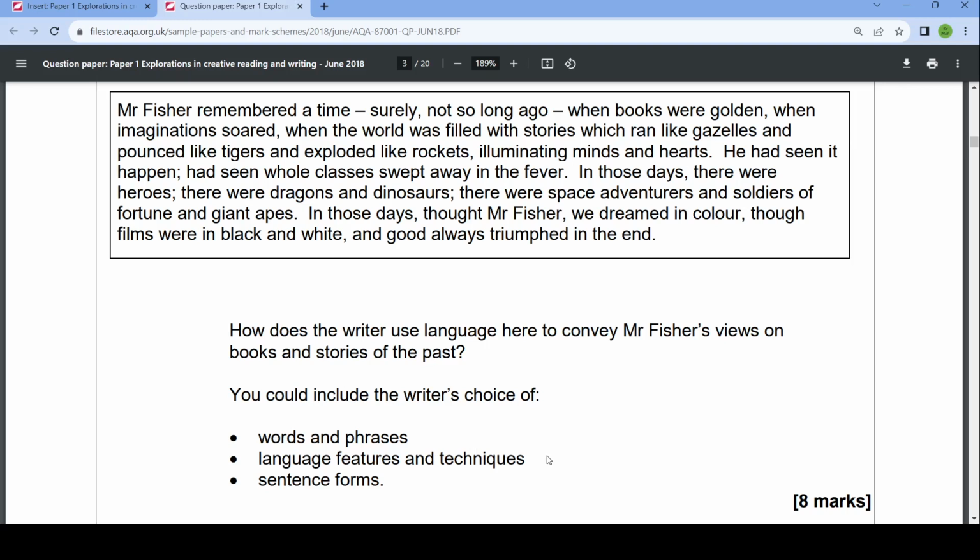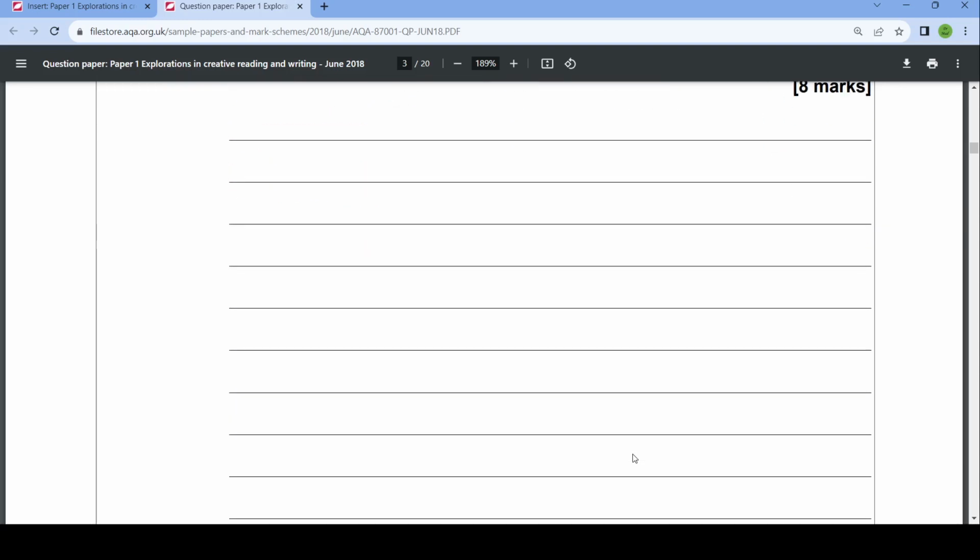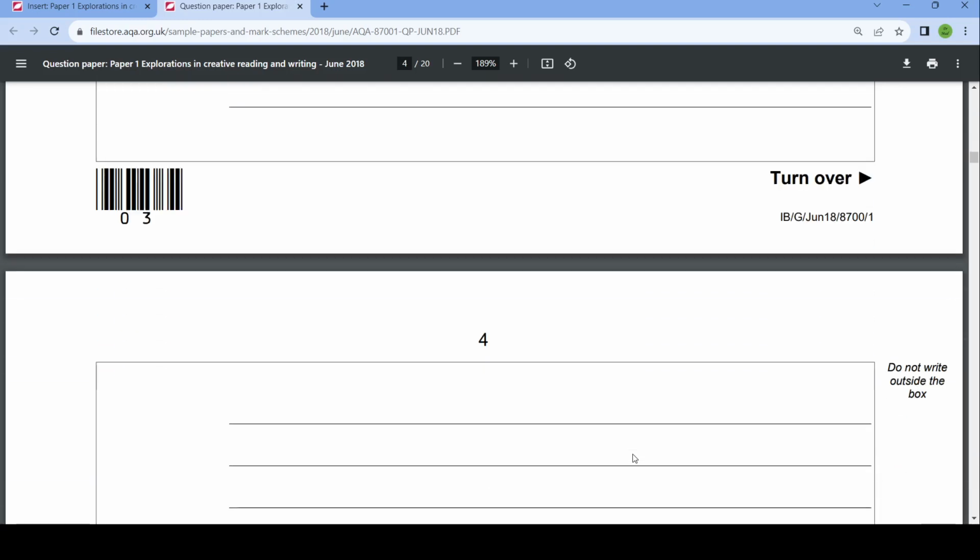If you're really confident, you can maybe add 1 point on sentence forms, but do not focus on that. Do not rely on that because it's very hard to get marks if you write about sentence forms. Okay. Okay, so that's question 2. Let's move on to.